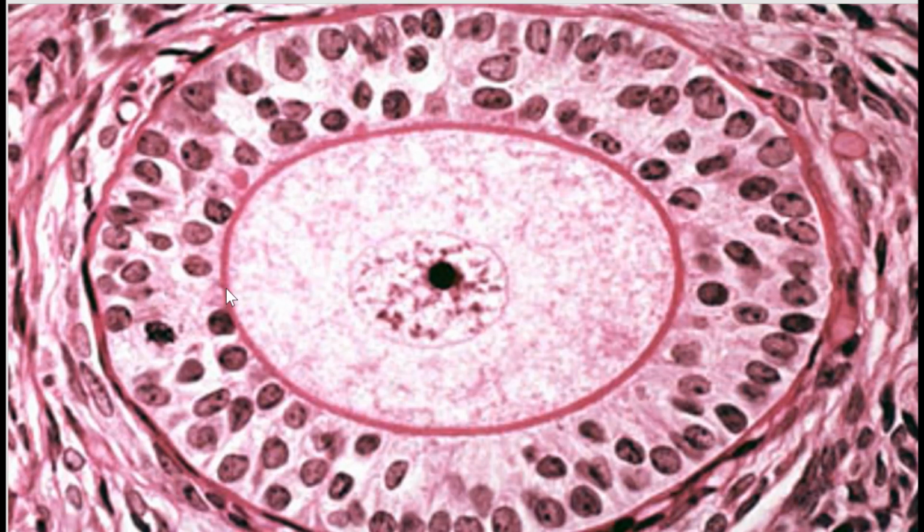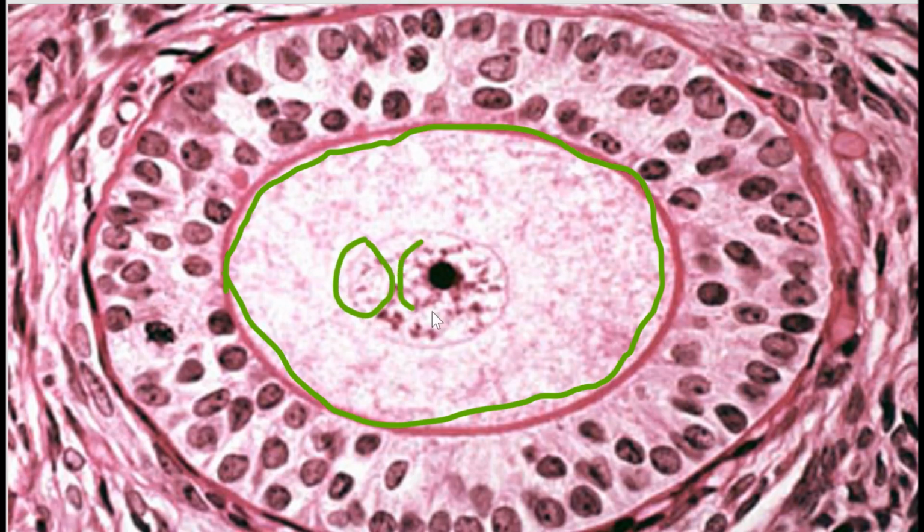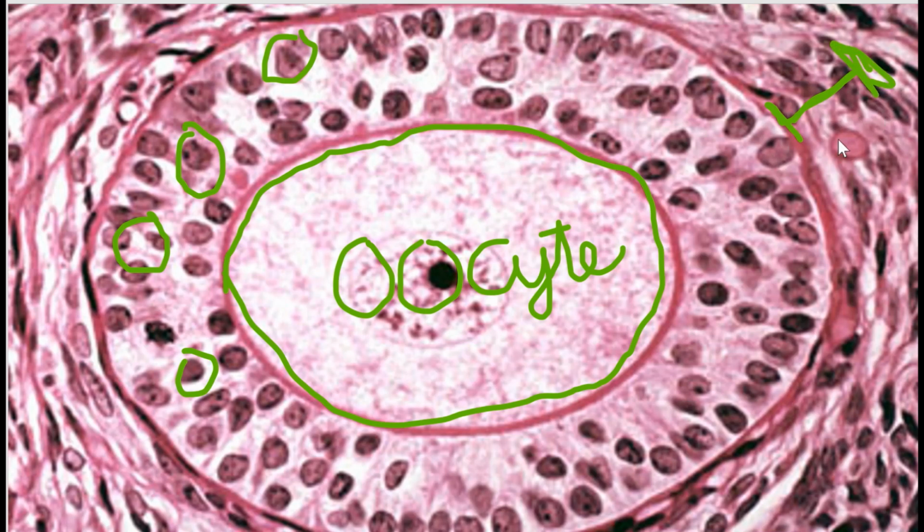So I'll go ahead and point out to you this ring around here would be our zona pellucida. Okay. And here in the center is our oocyte. Okay. Then we have the granulosa cells here. Okay. And this part right here, which is just the outer layer, is becoming his theca.